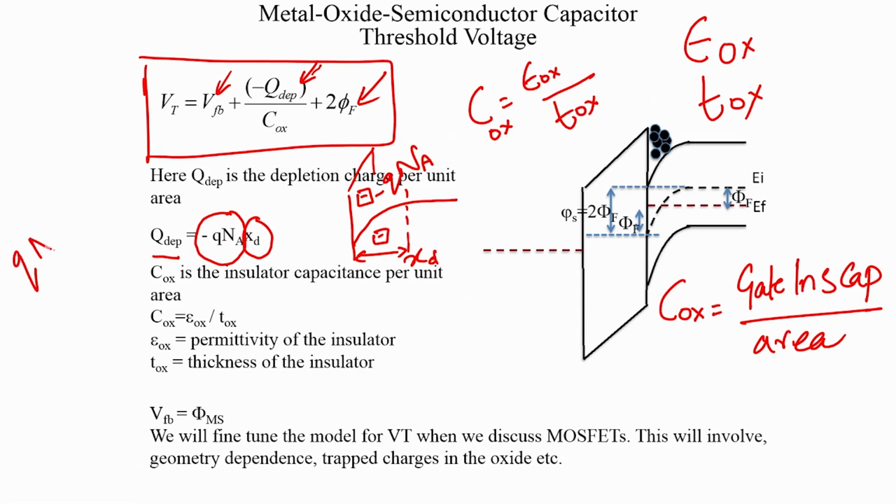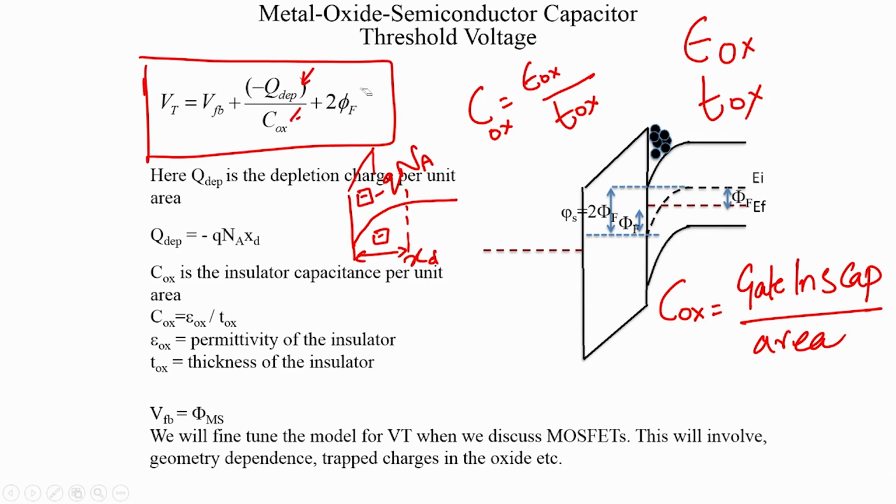If you had some area, minus QNA into A into XD would be the total charge present, because this is charge per unit volume, that is the area and that is the depletion width, but the charge per unit area is simply this term. So, that is your depletion charge. So, that is the amount of charge you need to put on the gate that is completely balanced by the depletion in the semiconductor. Okay. So, you understand what this is.